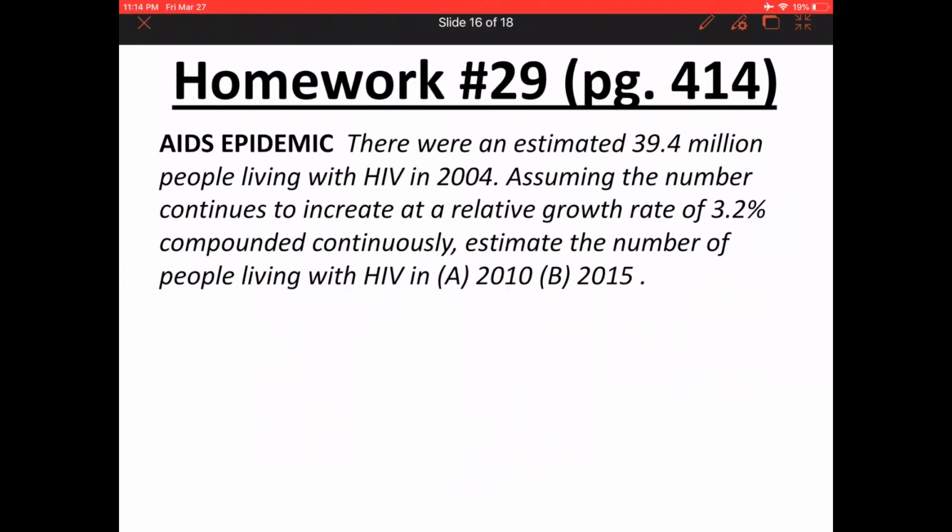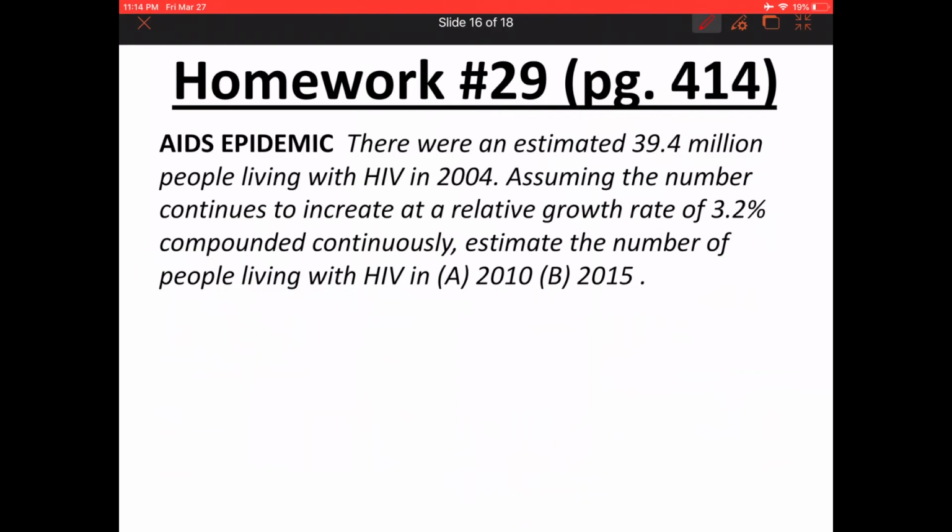Let's look at my last example, which is homework number 29 out of page 14 in your textbook. And we're looking here at the AIDS epidemic. There were an estimated 39.4 million people living with HIV in 2004. Assuming the number continues to increase at a relative growth rate of 3.2%, compounded continuously, estimate the number of people living with HIV in 2010 and 2015.